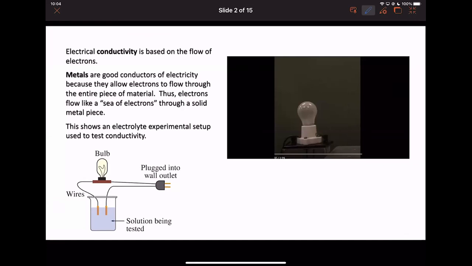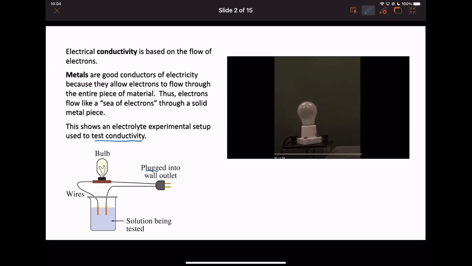This is the video version. That's the actual one that you'll see. And then this is the cartoon version on the left here. So this is called the conductivity apparatus, and it's used to test if a solution will conduct electricity. So here's how it works. First of all, it's plugged in. Okay, so there's electricity supplied to the apparatus.